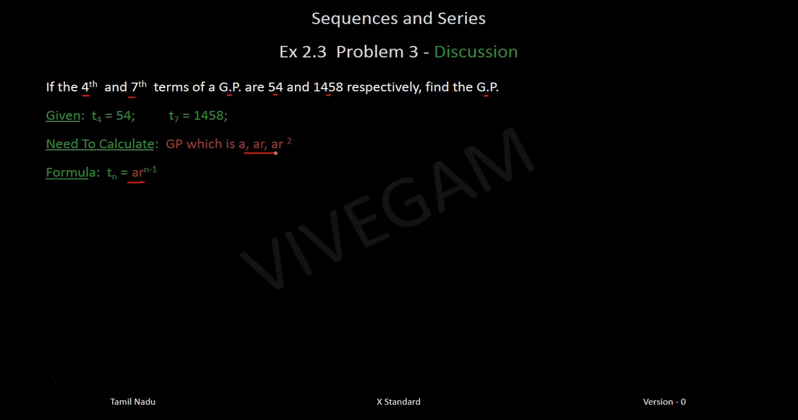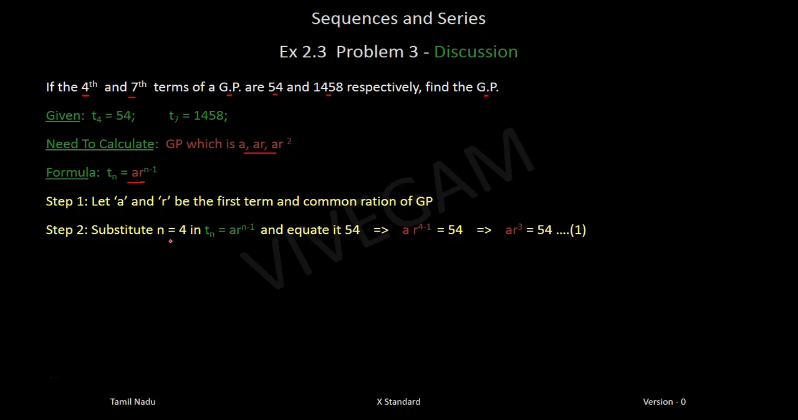Okay, so let's summarize the steps. So let A and R be the first term and the common ratio of the GP. Substitute n equal to 4 because you are given the fourth term, right? So n is 4. In the equation, Tn equal to A R to the power of n minus 1, which is a generic term, and equate it to 54 because T4 is 54. So this equation will become A R to the power of 4 minus 1 equal to 54, or AR cubed. 4 minus 1 is 3. So AR cubed is 54.